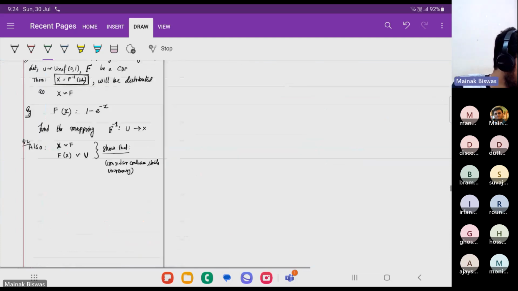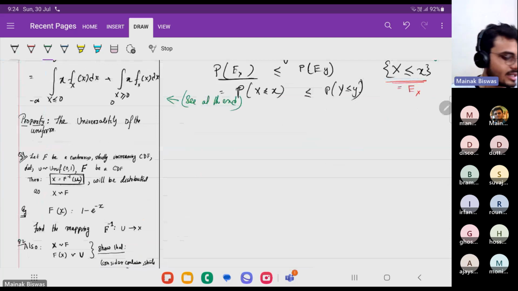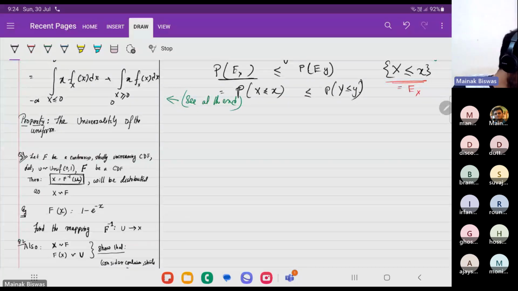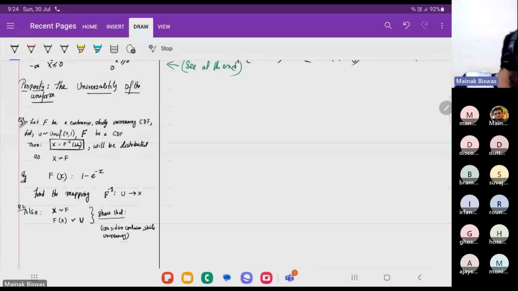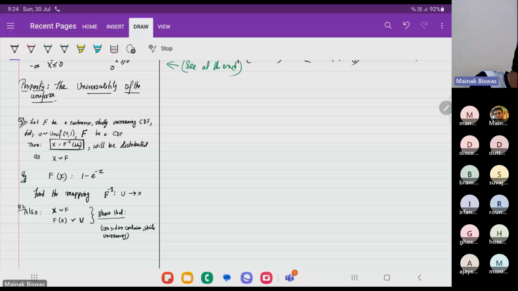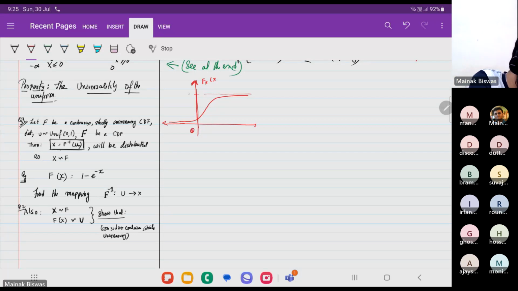So before we go to today's planned lectures, we will do an interesting thing, which is, as I was telling you, the universality of the uniform distribution. So what is the uniform distribution going to give you? For any PDF, this is the CDF. You agree? Yes. And that is between 0 and 1. Right? I'll give you the intuition first, then prove this.